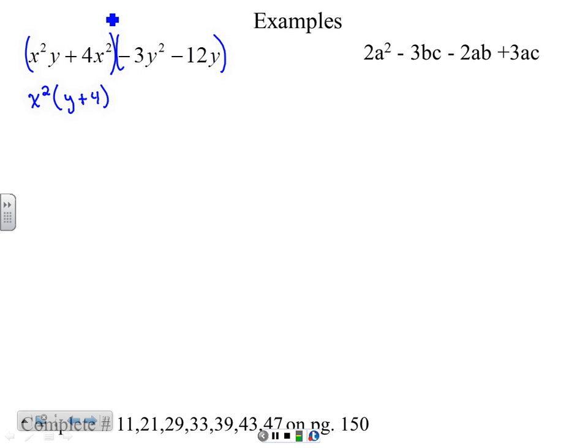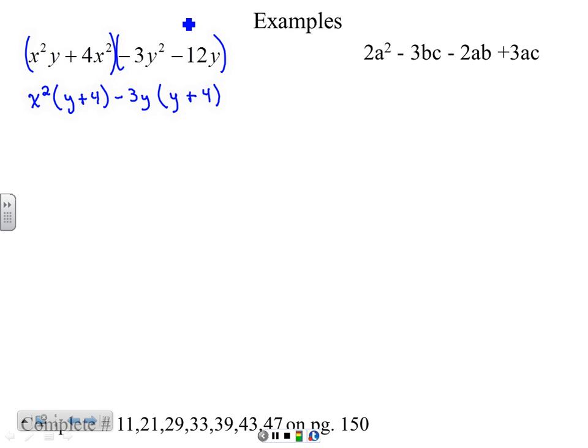Now, here I see that I have a 3 that I can bring out of the 3 and the 12, and I also see a y that's in common, so I'm going to bring out a 3y, but I've got to bring out a sign. If I kind of know what's coming, I know that I need a y plus 4 over here. So in order to get the positives, I know that I need to factor out that negative sign. So we're going to factor out a negative 3y. And so when I do that, I'm going to have a positive y and a positive 4.